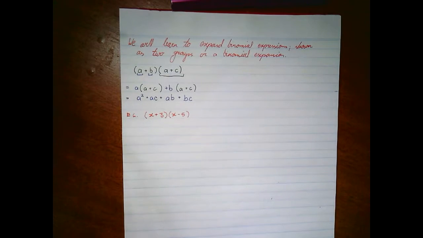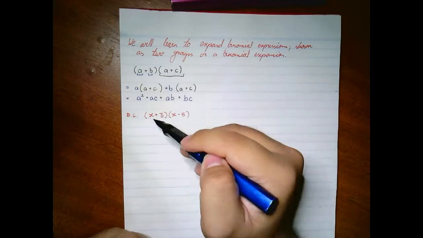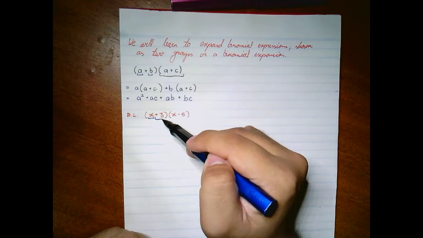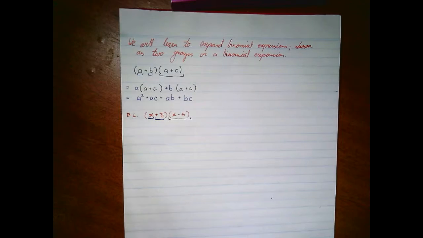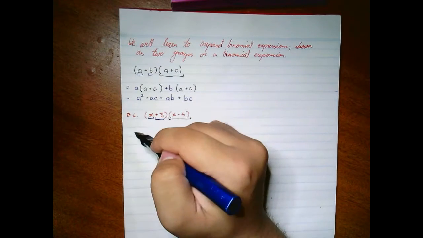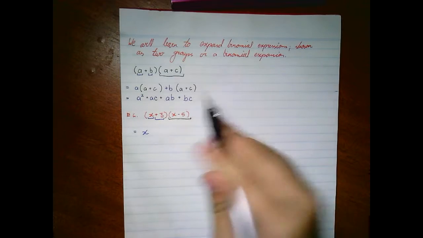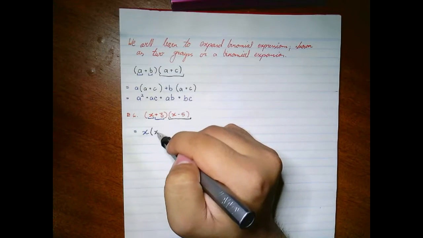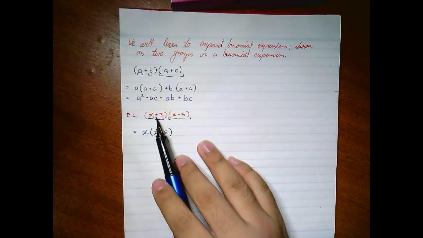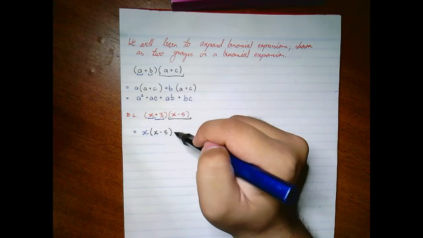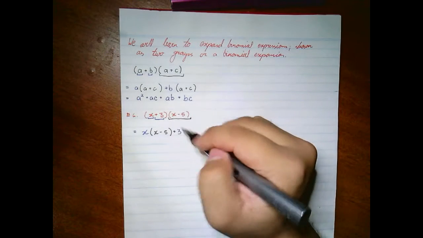Again, I'll just use color coding just to help you see what's happening. So I'm going to keep these two blue, and I'm going to keep this entire one here black. So now watch. It's going to become this first term, which is x outside x minus 5, plus 3 outside the group x minus 5.